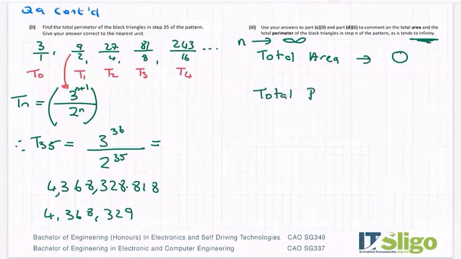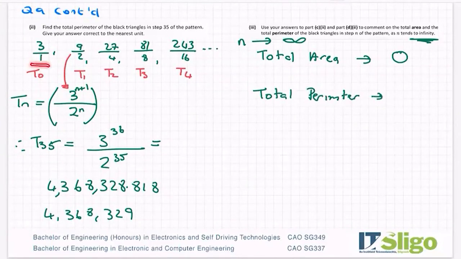However, the total perimeter, because we now have more triangles to go around, you can see the pattern, the number's getting bigger. So that's 3, that's 4.5, that's 6, and so on. And this one's 4 million. So the total perimeter will tend towards infinity, which is the easiest way of writing down a really big number.